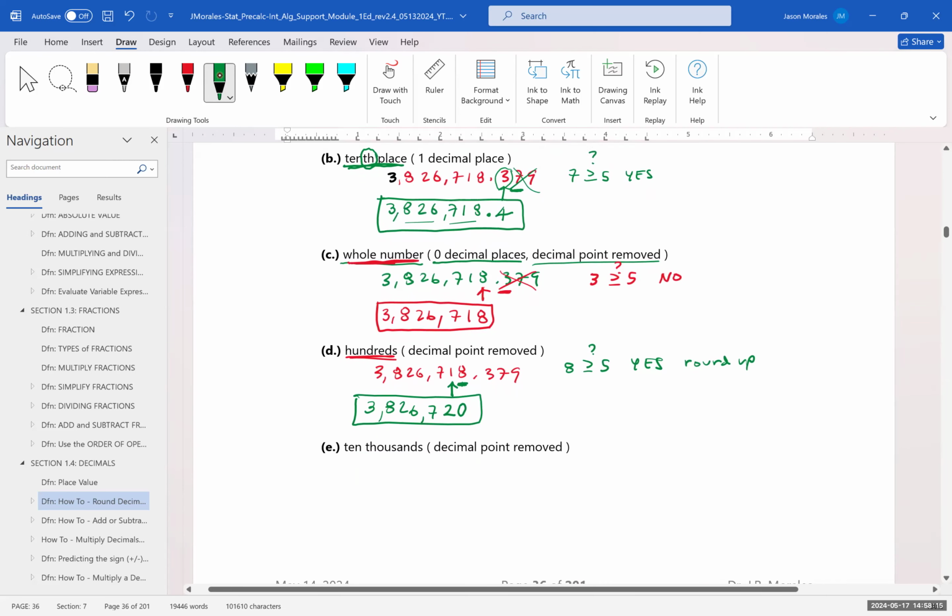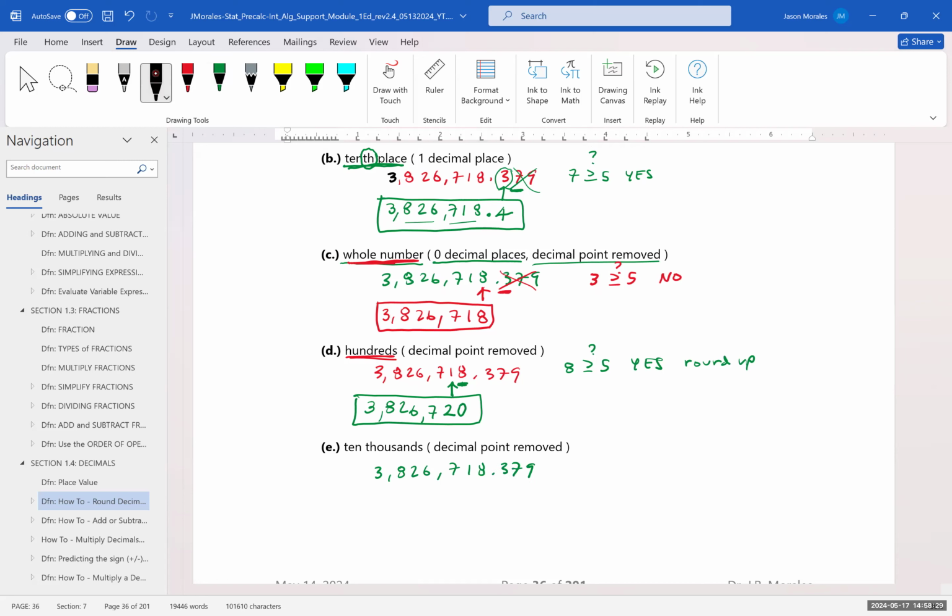And we're going to punctuate that point with this next example. So we're going to round it to the 10,000s place. So we've got 3,826,718.379. And now we need the 10,000s place. So that's going to be a decimal place to the left. And so we've got ones, tens, hundreds, thousands. Should be making arrows on all those. Let me do that again. Ones, tens, hundreds, thousands, 10,000s. And then this is the digit just to the right of it.